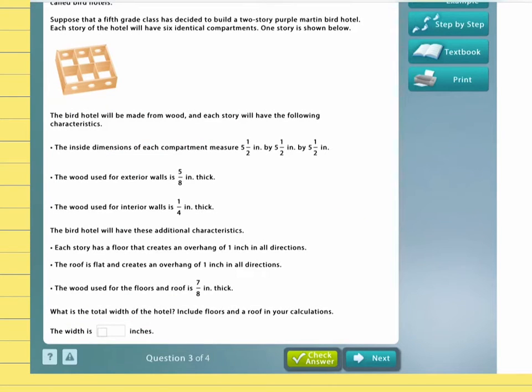Alright, back to the same problem we had for the first one, except this time they're asking us for the width. So we're trying to determine this. You can see there's an exterior wall here.